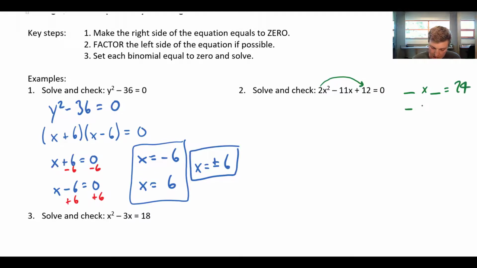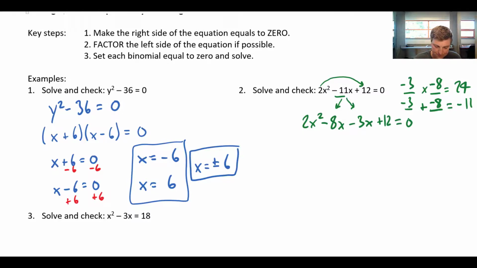And then something plus something equals 11. So multiply to 24, add up to negative 11. They're going to both be negative, and I think they're going to be negative 3 and negative 8. I'm now going to decompose this term into those two. I don't know if it matters too much, but I'll do it this way. I'll say 2x squared minus 8x minus 3x plus 12 equals 0.